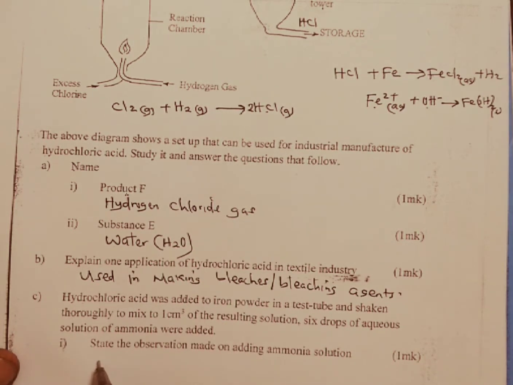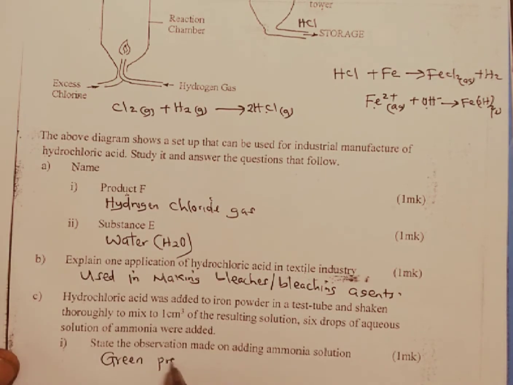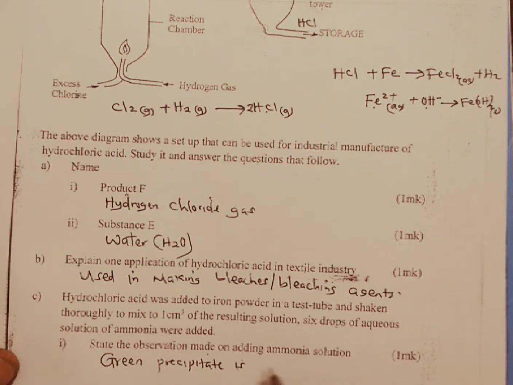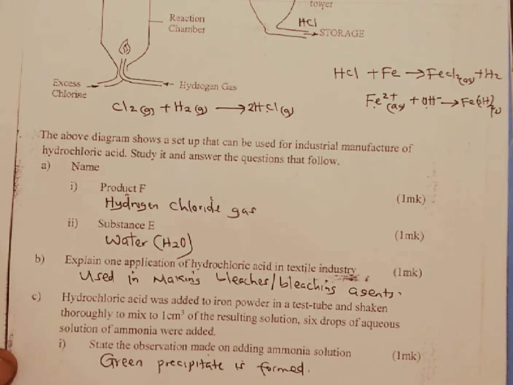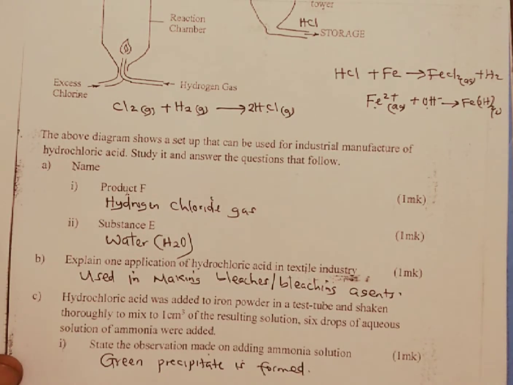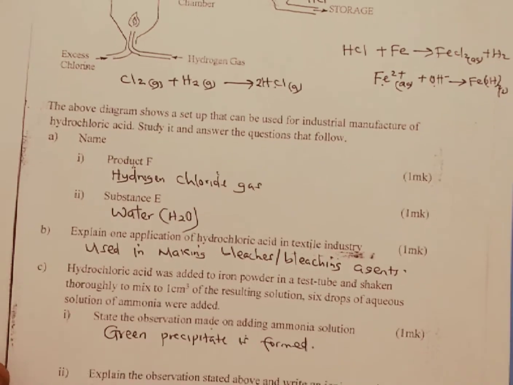So we are told, state the observation made on adding ammonia solution. We are going to see a green precipitate, since iron 2 hydroxide is insoluble in aqueous ammonia.